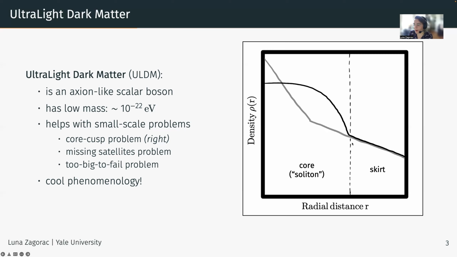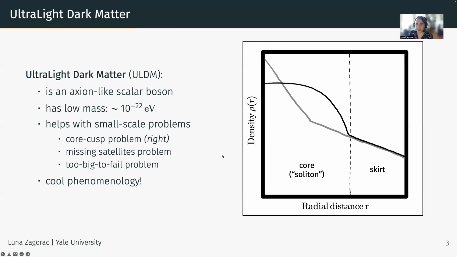This is in contrast with some other dark matter candidates, which form a halo more similar to what you see in the gray here, meaning that they form a cusp as r goes to 0. That basically hints at infinite densities at the center of the halo. We don't like this. Infinite densities aren't very physical, and so we are much happier with this core that is formed by ultralight dark matter, and this is called the core-cusp problem. Our candidate also helps with some other smaller problems in cosmology, but mainly it behaves in a really cool way, which means it has really cool phenomenology.